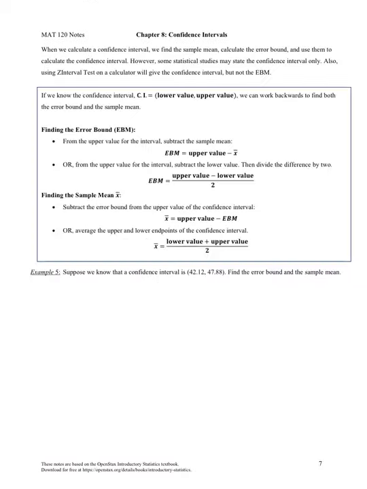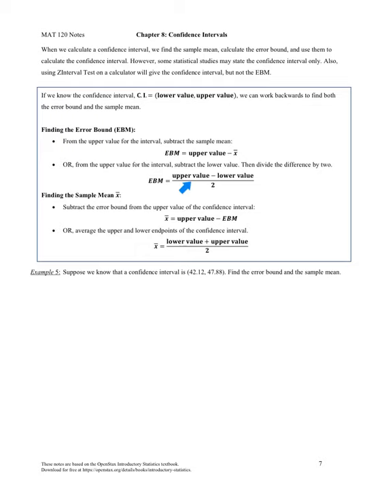For our last example for this section, let's say we have a confidence interval. We're given that, and we're asked to find the margin of error, or the error bound, and the sample mean. You can use the directions from up here to solve that. Let's go ahead and try it.